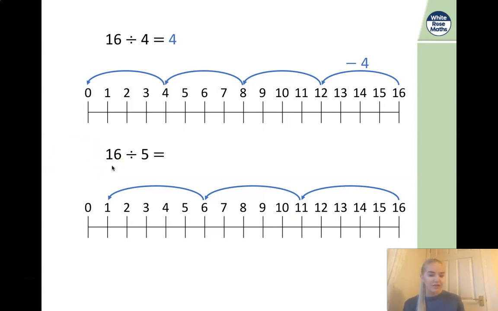You can hear it in my voice. I've just used the right terms. So how many groups have I made? I have made 3 groups of 5 and I have got 1 remaining. So 16 divided by 5 is 3, remainder 1.